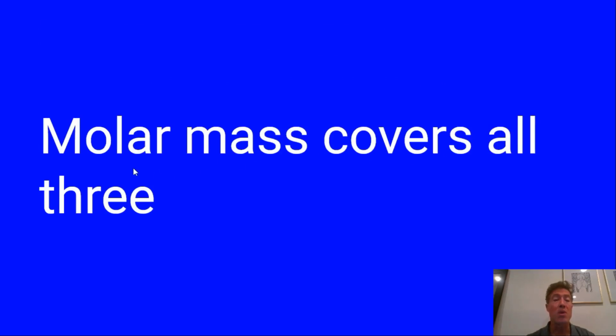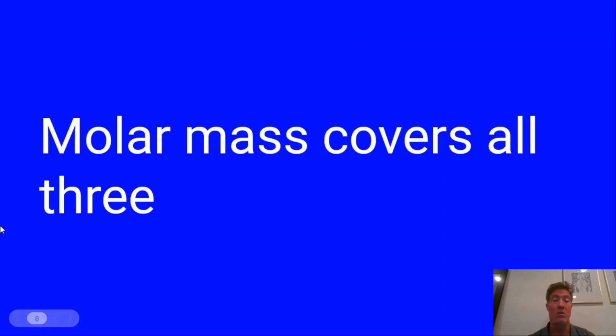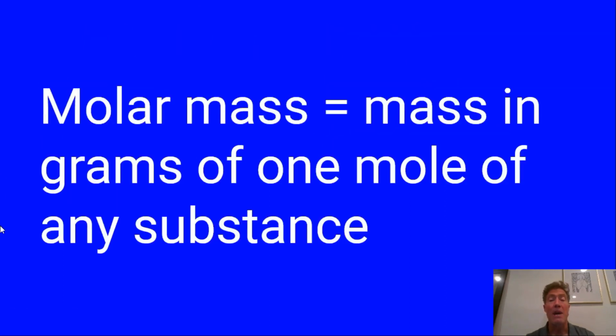But there's a term that covers all 3 of these, and we're going to use this more generic term unless we need a more specific term. And that is molar mass. So when we talk about molar mass, we'll be talking about gram atomic mass, gram molecular mass, and gram formula mass as a more general concept. So molar mass means the mass in grams of 1 mole of any substance, whether that substance is an ionic substance or an ion or a molecule or an element, an atom.